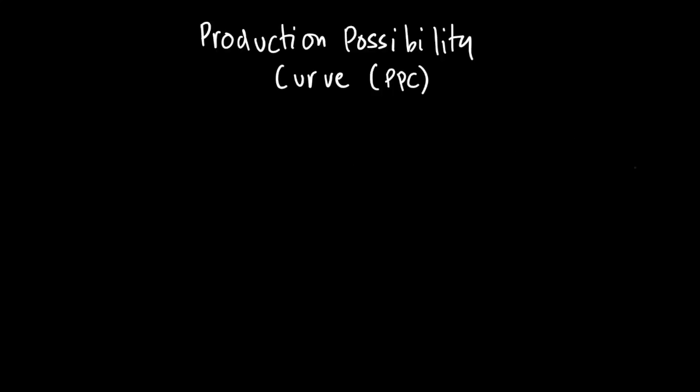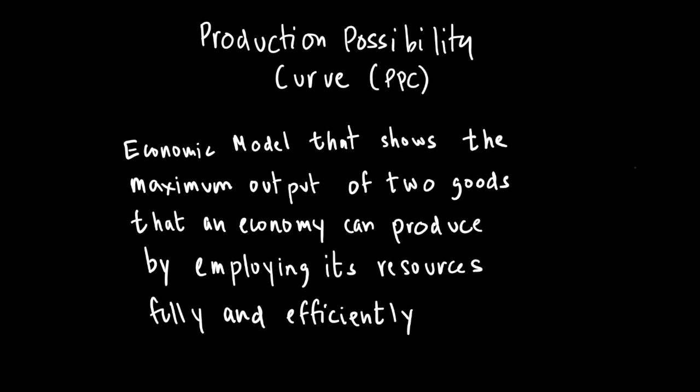So what is PPC? Let's define PPC. Well, PPC is simply an economic model that shows the maximum output of two goods that an economy can produce by employing its resources fully and efficiently. So what do we mean by this? Well, simply that, let's say we have an economy and it's making two goods, right? Let's say they're making apples and oranges, right?